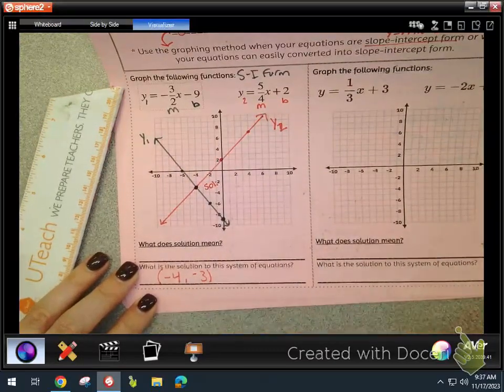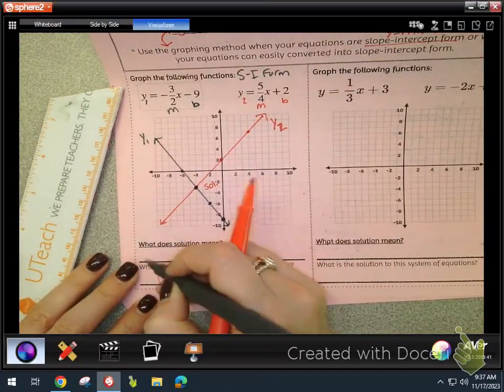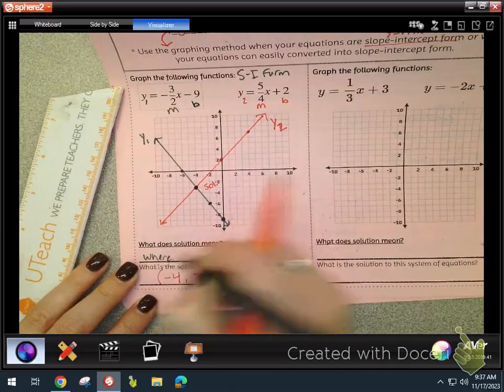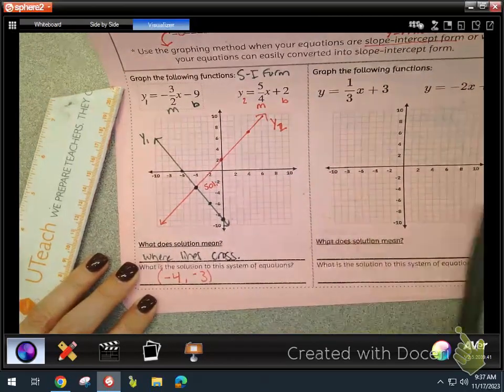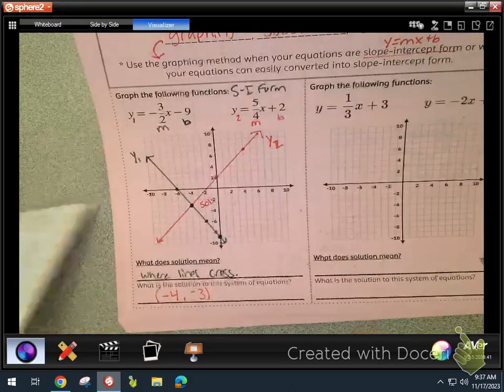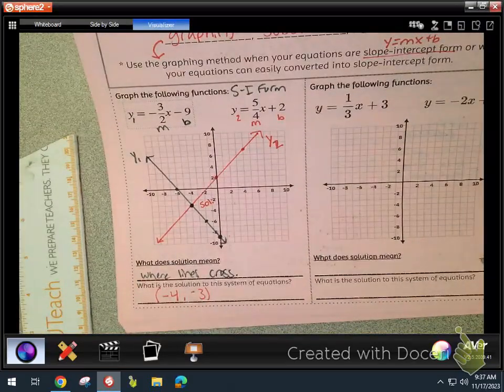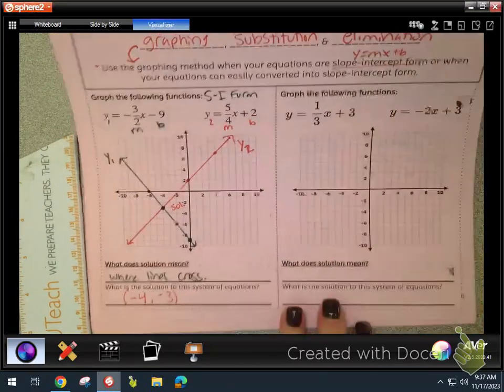What does the solution mean? The lines cross. Where lines cross. Okay? So graphically, you just put both lines on there and you write down the point that they cross. Okay? All right, you try this one.